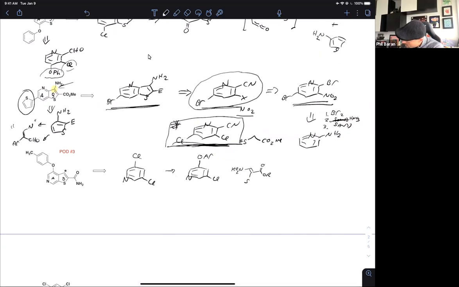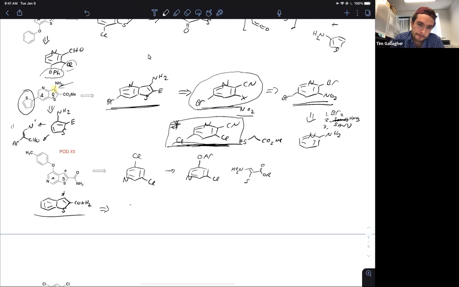Let me ask you this. If I just told you I'm making this compound, just this, would you have had an easier time? What would you have said that came from? Just this benzothiophene, straight from lecture. Forget about the pyridine. What would be a good disconnection here? Do we remember Feiselman? Yeah. Feiselman tells us we need this.